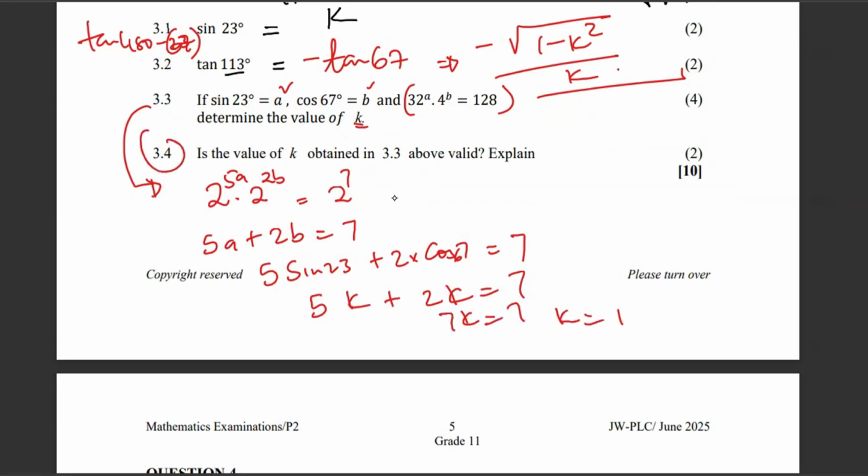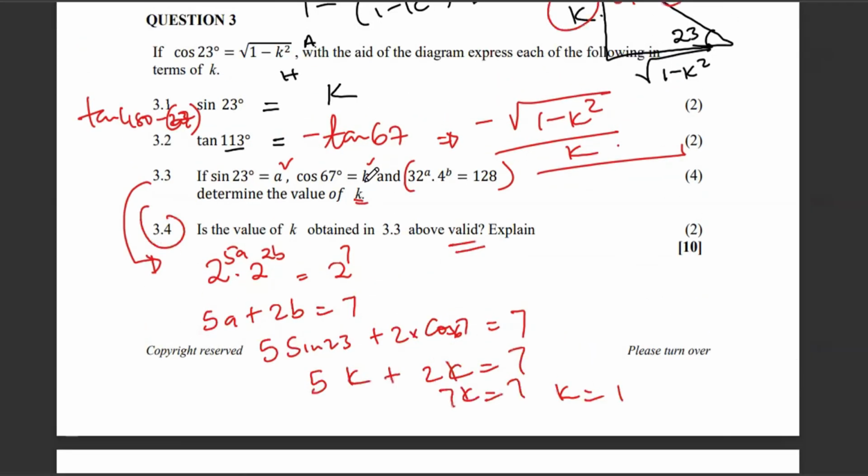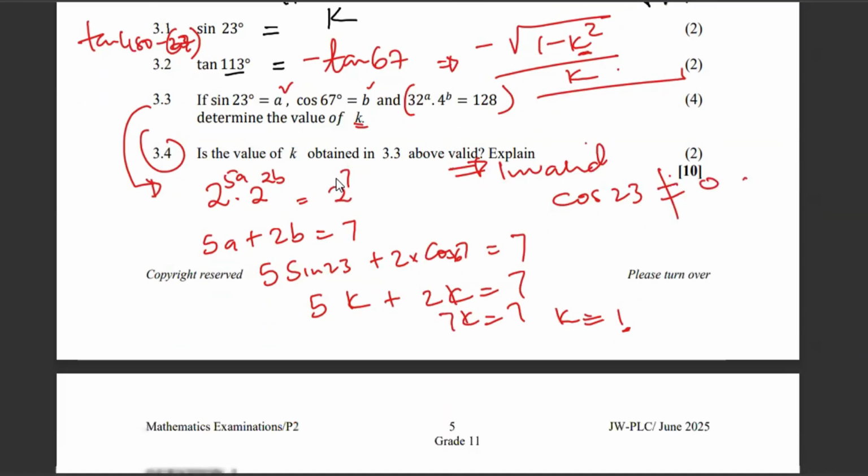Then 3.4, is the k obtained valid? Is it valid? Yes, I mean the k is 1. But if we substitute this one back into here, then it wouldn't make sense. Or if you put it back here, because it will be 1 minus 1, which is 0. So the answer is, I'll say invalid, because the cos of 23 is not a 0. Cos of 23 is not equal to 0.